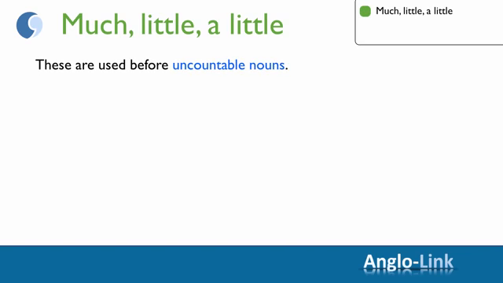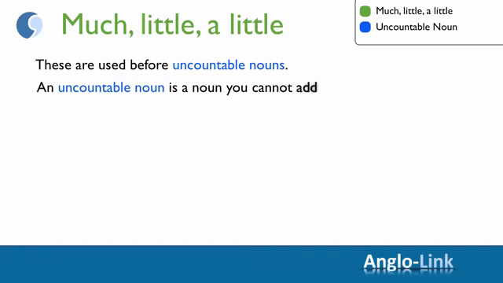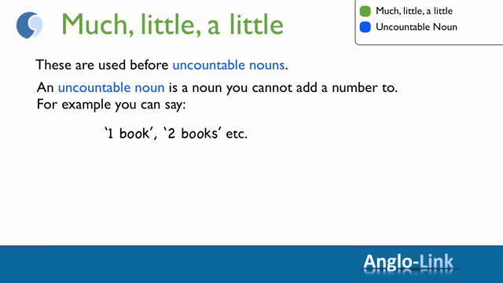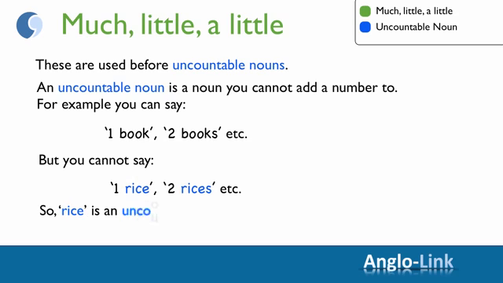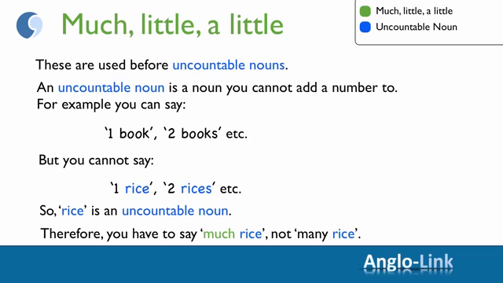These are used before uncountable nouns. Now, what is an uncountable noun? An uncountable noun is a noun you cannot add a number to. You cannot count. For example, you can say 1 book, 2 books, 3 books, etc. But you cannot say 1 rice, 2 rices, etc. Rice doesn't take a plural. So rice is an uncountable noun. And you have to say much rice, not many rice.